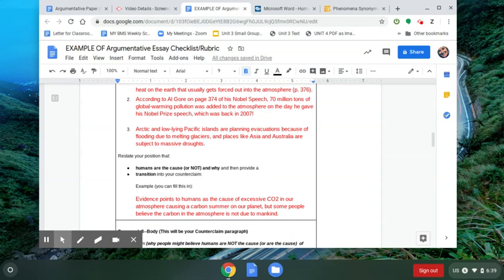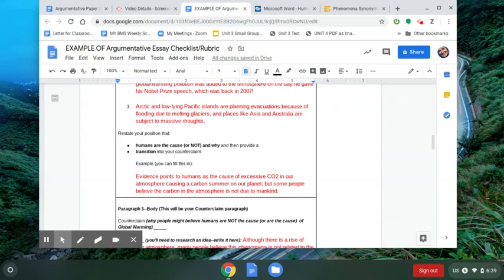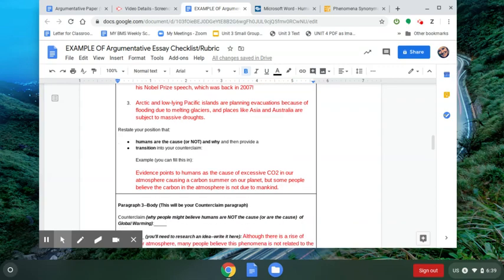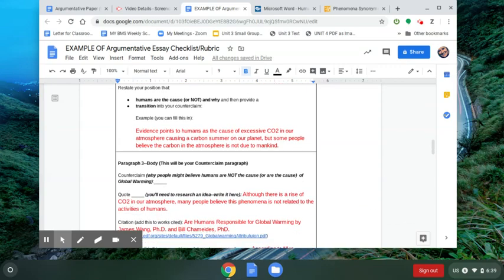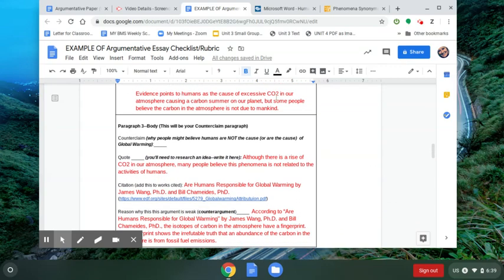Then you're supposed to restate your position that humans are the cause or not, and why, and then provide a transition. Here's what I wrote. For an example, evidence points to humans as the cause of excessive CO2 in our atmosphere, causing a carbon summer on our planet. But some people believe the carbon in the atmosphere is not due to mankind. Okay, now this sentence will transition into the next one because I have the word CO2 here and CO2 here, and then you'll be able to bring them together.